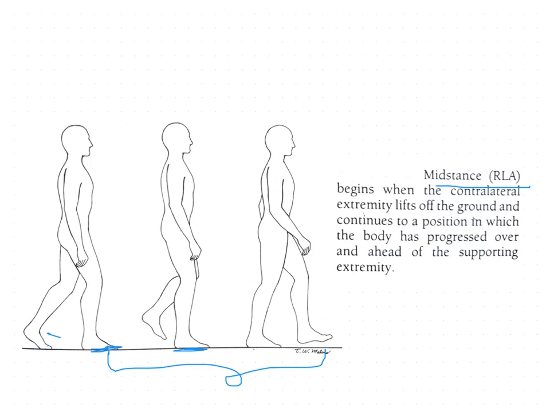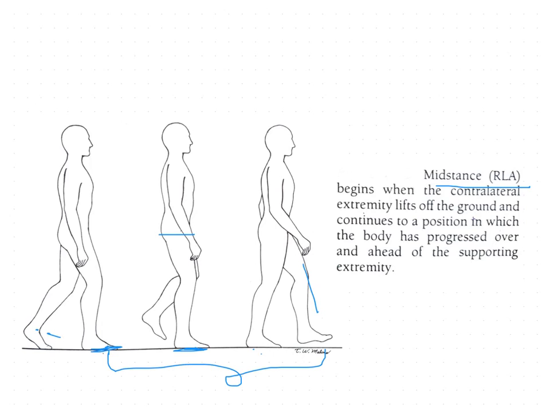Here this one is supporting. At the flat foot stage, the other limb is on the back side, and then at the mid stance point it comes nearer, below the trunk, and then it is ahead of the supporting limb. The entire phase is called the mid stance phase. This is the RLA term.